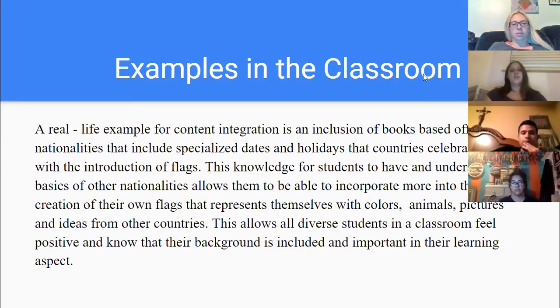This knowledge for students to have and understand the basics of other nationalities allows them to be able to incorporate more into the creation of their own flags that represents themselves with colors, pictures, animals, and ideas from other countries. This also allows diverse students in the classroom to feel positive and know that their background is included and important in their learning aspect.